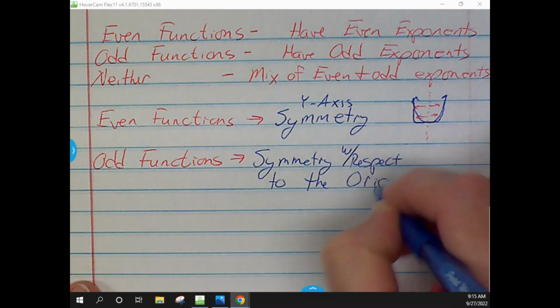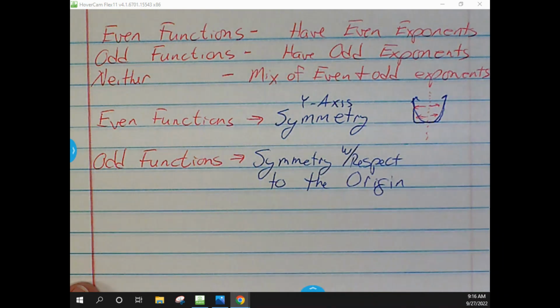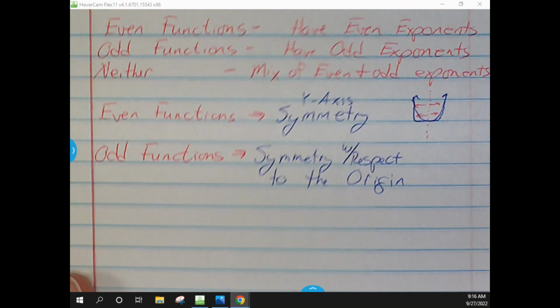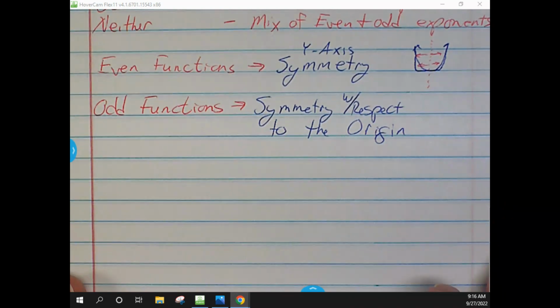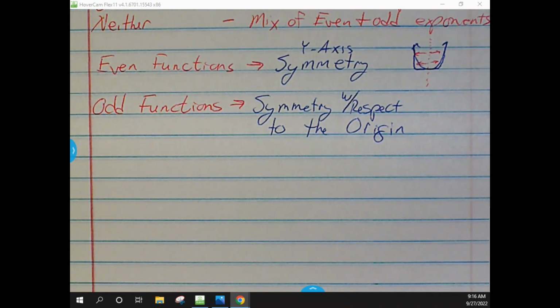And sometimes they say, all right, just for short, we'll say that it has origin symmetry. But it's one of those things that you can't really shorten that one up. With respect to the y-axis, it's a lot easier to say it's y-axis symmetry. Sometimes with odd functions, they may say origin symmetry.